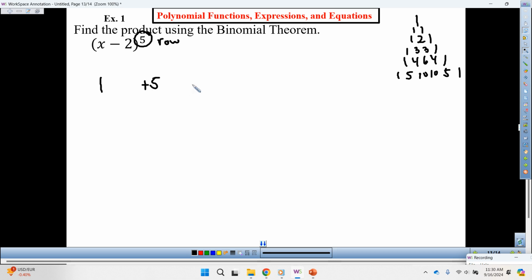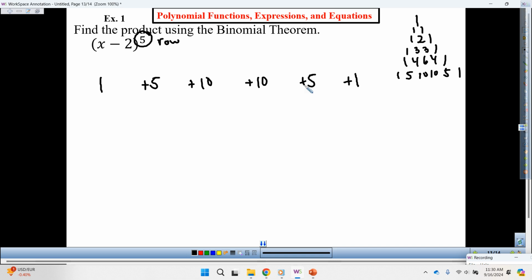1 plus 10 plus 10 plus 5 plus 1. Are we there so far? Okay. So here goes the process one more time. I look at the exponent. I create my triangle to the 5th row because that's the exponent. I use those numbers as coefficients.